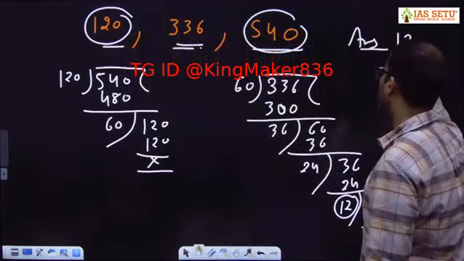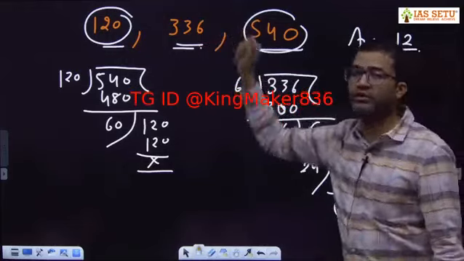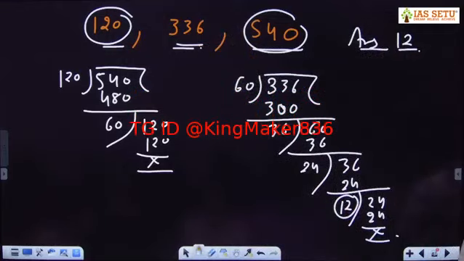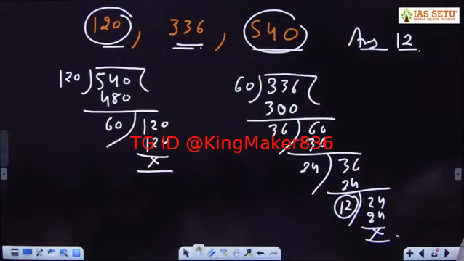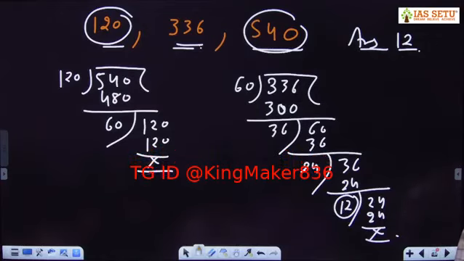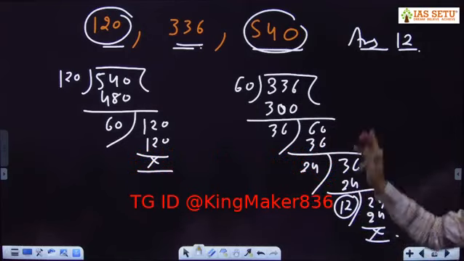So the HCF of all three numbers will be 12. 60 can't be your answer because 60 is not a factor of the middle number. 60 is not able to divide 336. How can you conclude 60 is the HCF? So 60 has to prove itself. We take the remaining number by 60. We check. So ultimately your last divisor will be the HCF.